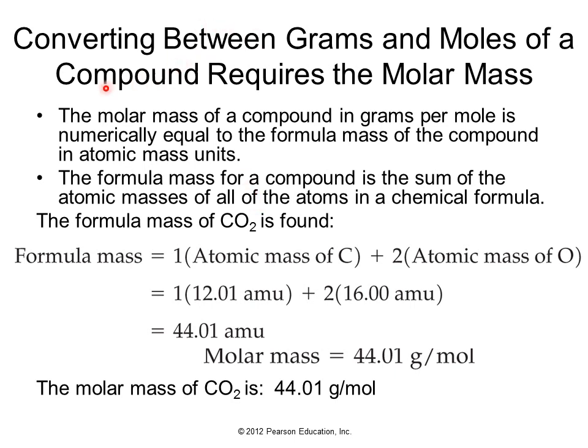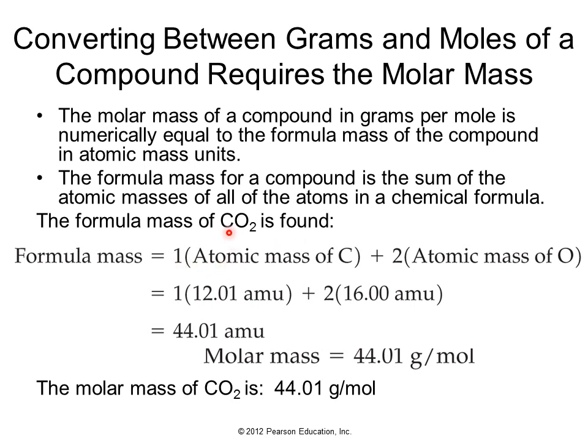Converting between grams and moles of a compound requires the molar mass. The molar mass of a compound in grams per mole is numerically equal to the formula mass of the compound in atomic mass units. The formula mass of a compound is the sum of the atomic masses of all the atoms in a chemical formula. The formula mass for CO2, carbon dioxide, is found in this way.